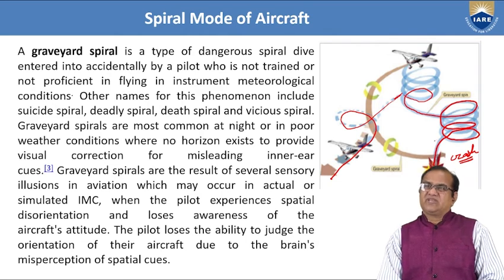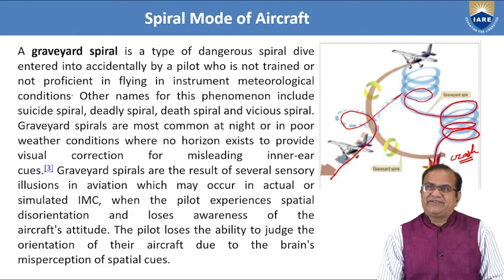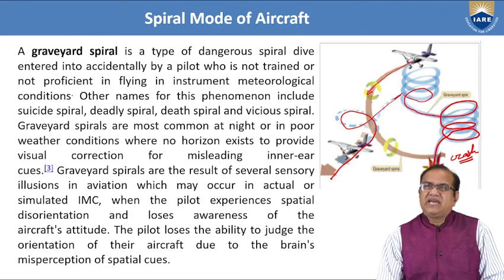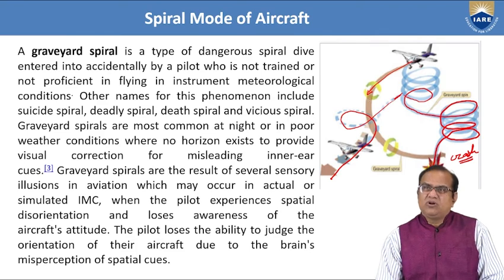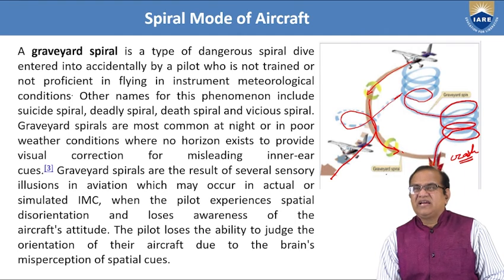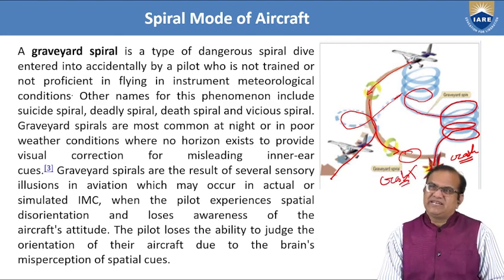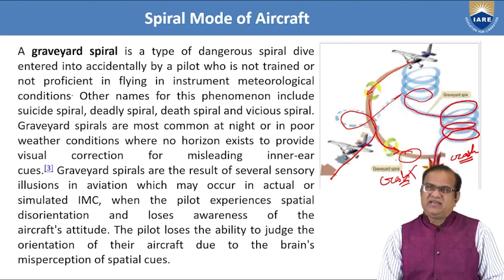Second case, you have made a very nose down turn here like this. Again, you have given some roll, and again if you give further roll, the aircraft will not sustain. This is the graveyard spiral, and the aircraft will crash here. So in both the cases, it looks very simple that it is just following this path.